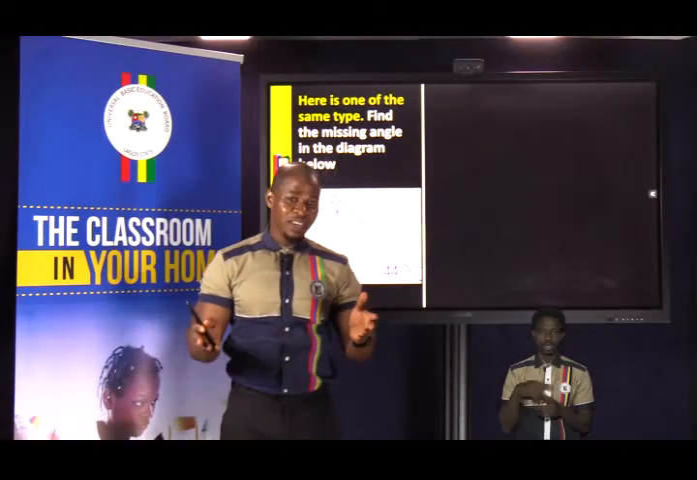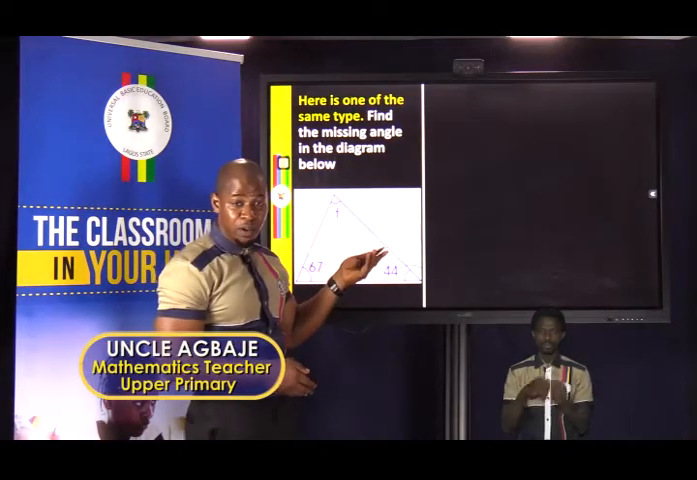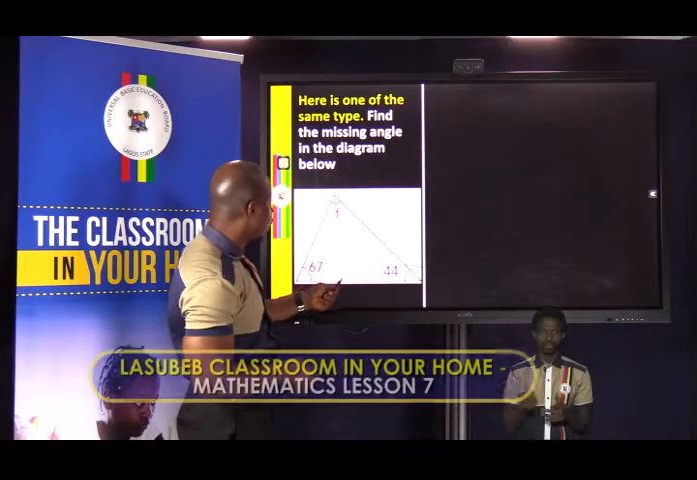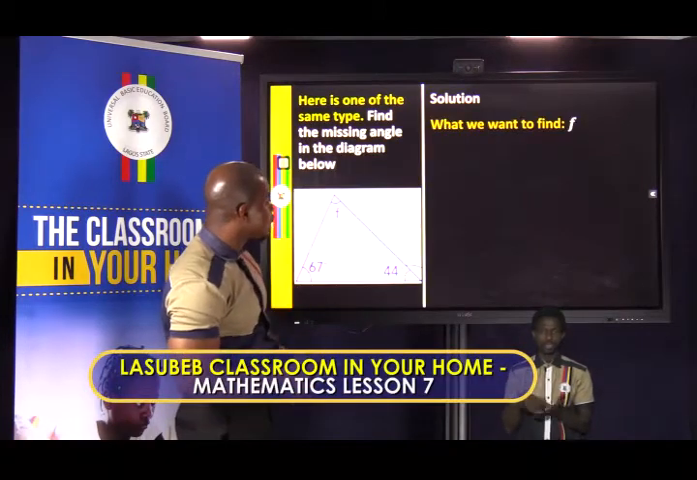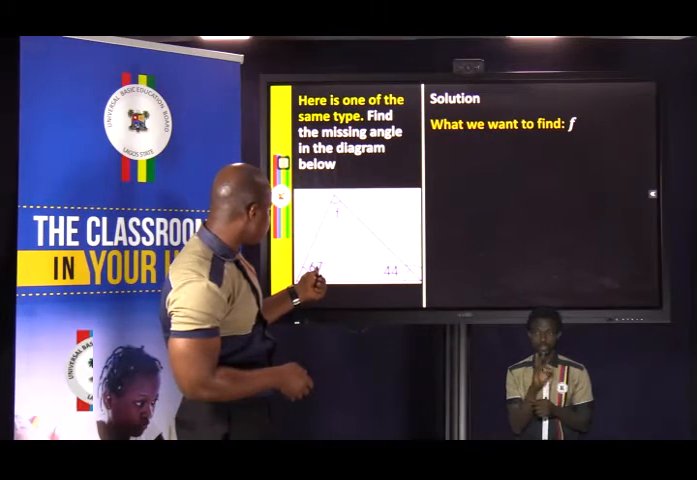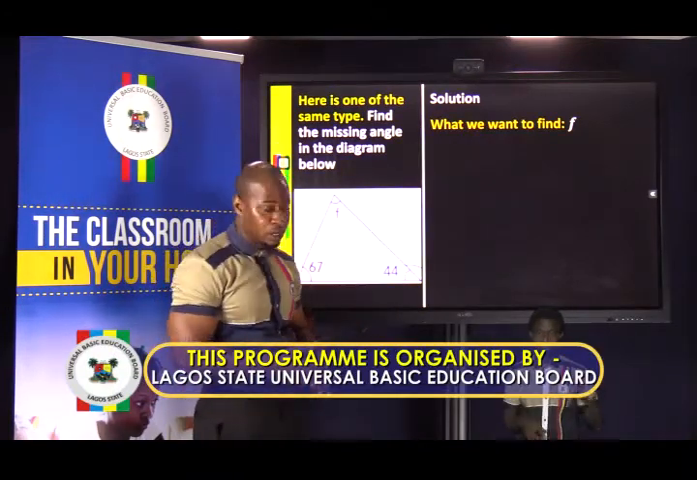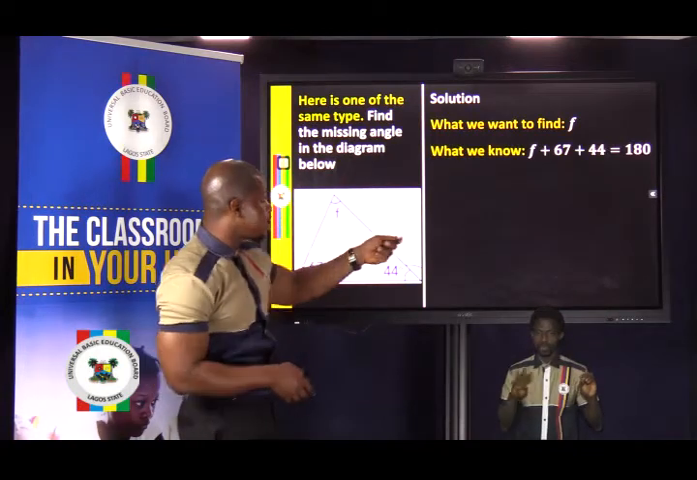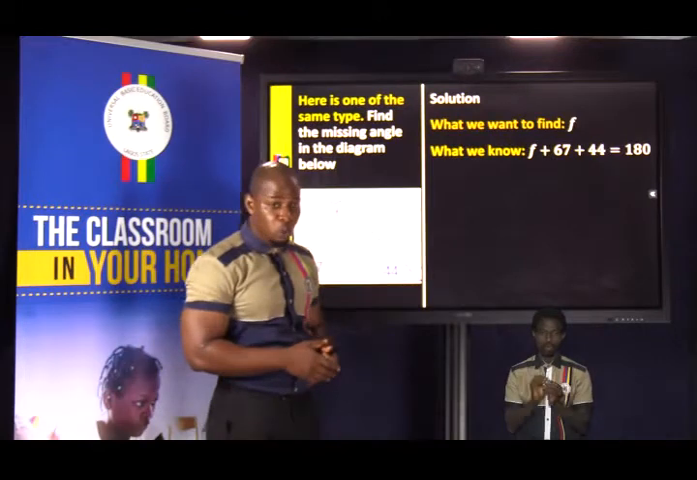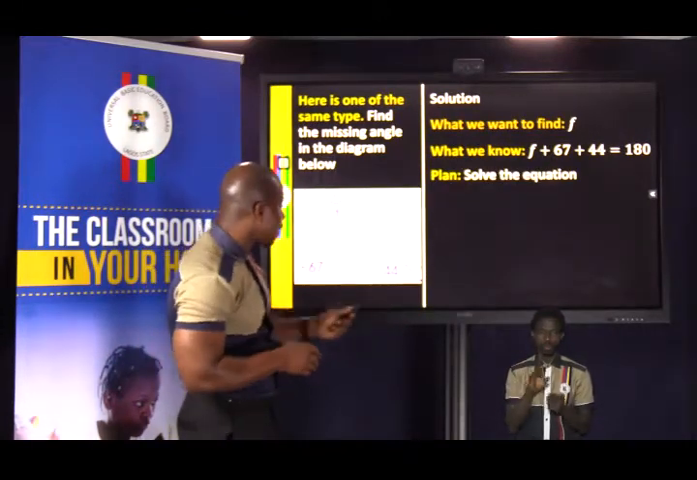Alrighty then, I believe that you're done. It was easy because it's of the same type as the one that we solved the first time. So again, going by this, we know that the missing angle is f, and we know that there are two angles there that we know the value of, 67 degrees and 44 degrees. But what we know is that all these three angles, f plus 67 plus 44, will add up to 180. So the plan is simply to solve the equation so that we can find f.